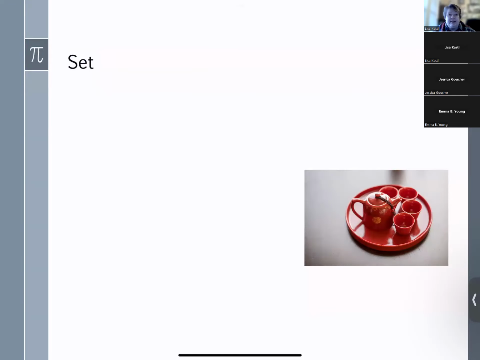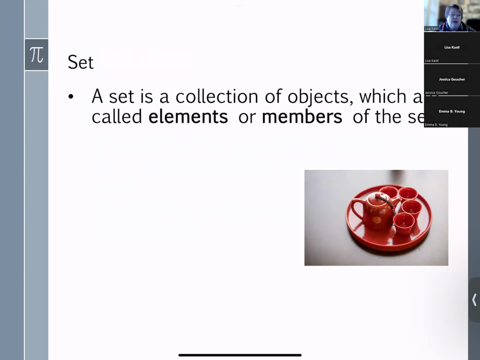Okay, so what's a set? A set is just a collection of things. It's a collection of objects. And those objects that are in this set, specifically in mathematics, we call elements. You could also call those members of the set, but we typically use the word elements.